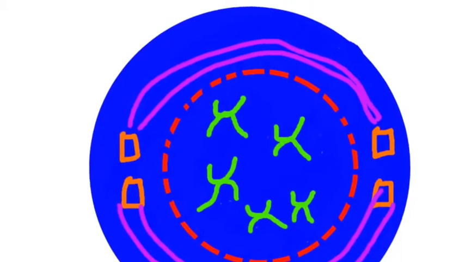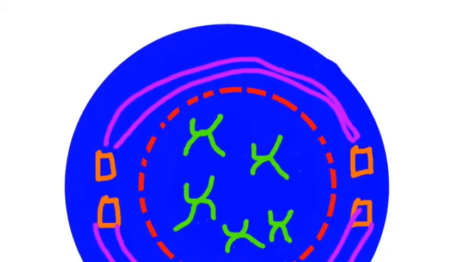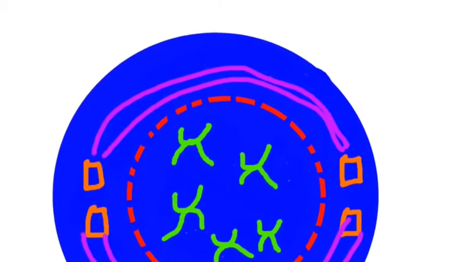Interphase is the first phase in mitosis. Interphase is the phase when DNA replicates. Prophase is the next phase in mitosis. Prophase is the phase when chromosomes thicken and become visible.